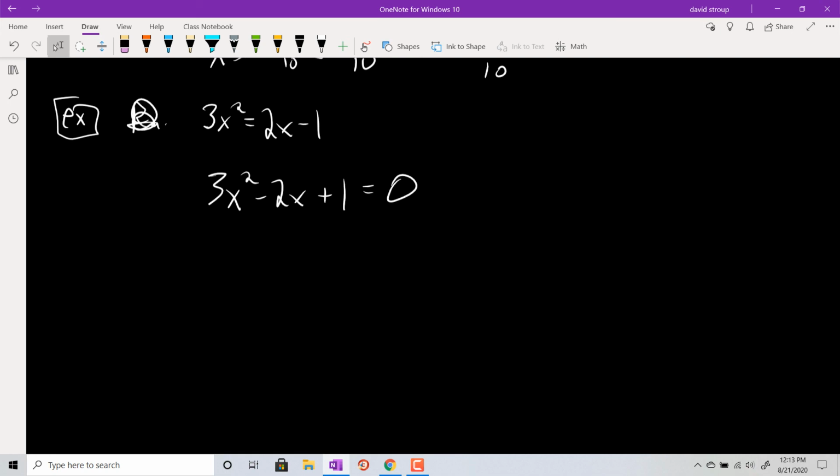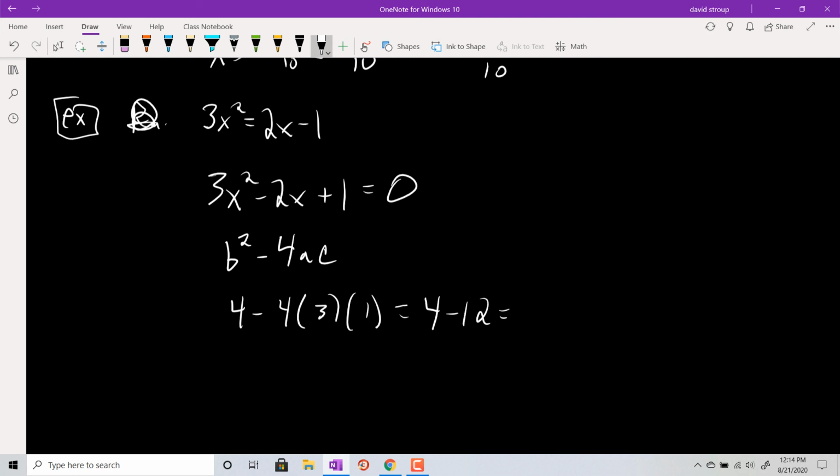So you think about going to the quadratic, but sometimes the quadratic, let's look at the discriminant is what I'm getting at. Okay, so b is -2, -2 squared is 4. A is 3, c is 1. So this will be 4 minus 12, which is -8, which is less than 0.